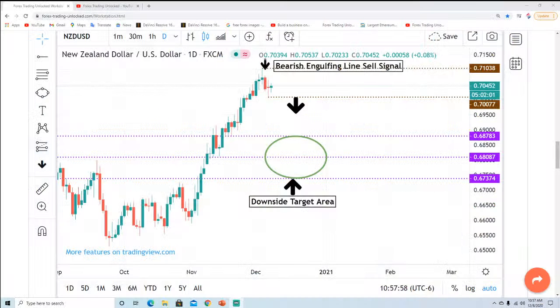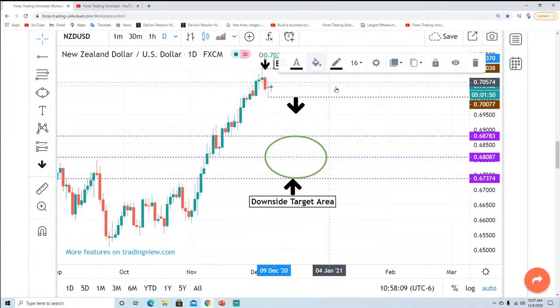And now let's go to our live action screen. We have the New Zealand dollar chart here pulled up on the Forex-Trading-Unlocked.com workstation page. Bearish engulfing line sell signal. That is what we are looking at here.